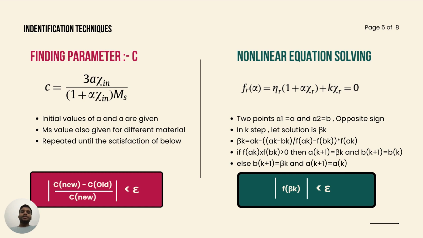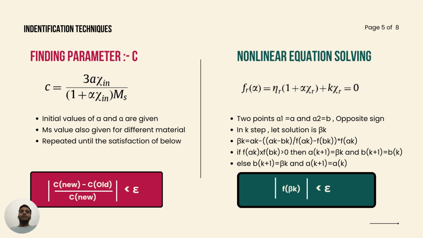So finding the parameter c, we take chi initial, which is given from the experimental values, and Ms is also given, that is for different values for the different materials, and alpha and a are our initial values. So basically we put all these into the equation, and if we satisfy this relative error criterion, less than some value of epsilon, that will be the final value of C.